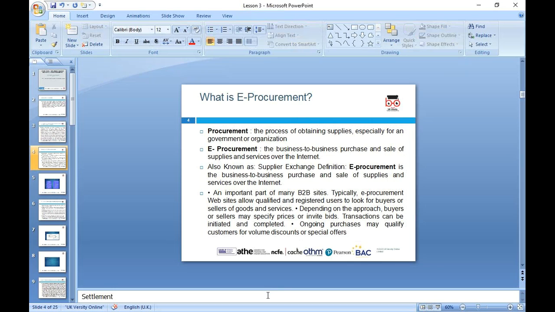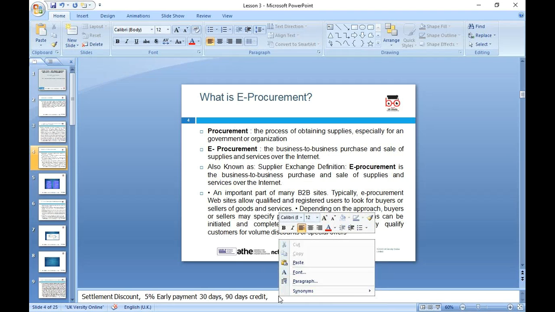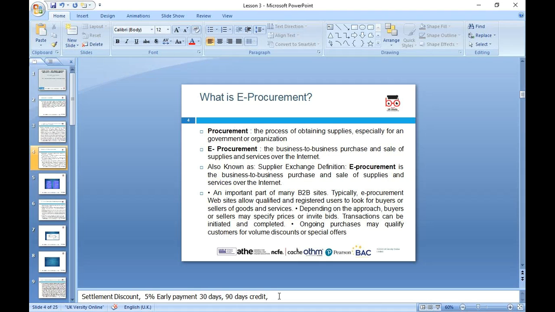Do we know settlement discount? Through e-procurement, settlement discount means early payment, yes? If you pay within 30 days, you are entitled to a 5% discount, for example. So we are giving you 90 days credit, but if you pay within 30 days, let's assume we'll give you a 5% discount. That 5% discount is called early settlement discount, because you have 90 days credit, but you're paying in 30 days, so you're entitled to a 5% discount.